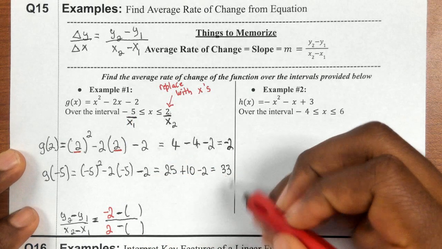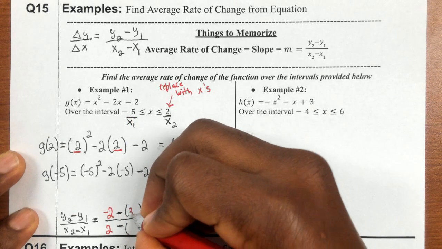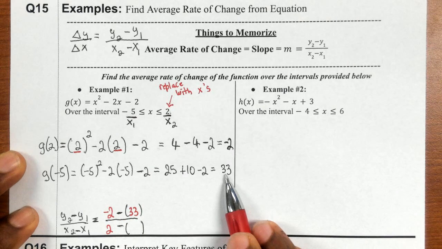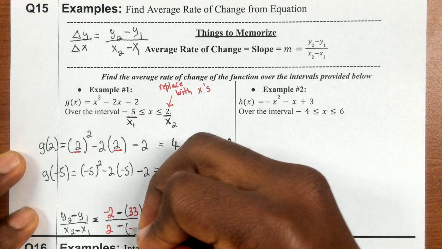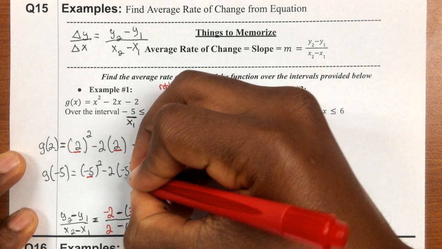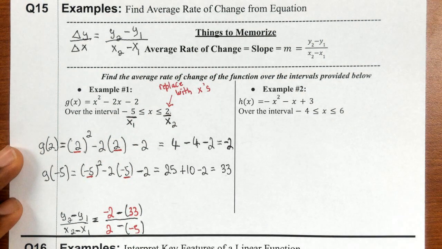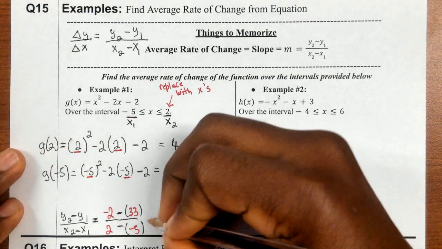So for the y1, I would plug in 33. And for the x1, I plug in the negative 5 that I plugged in inside of the parentheses. Okay? So now I'm going to calculate.